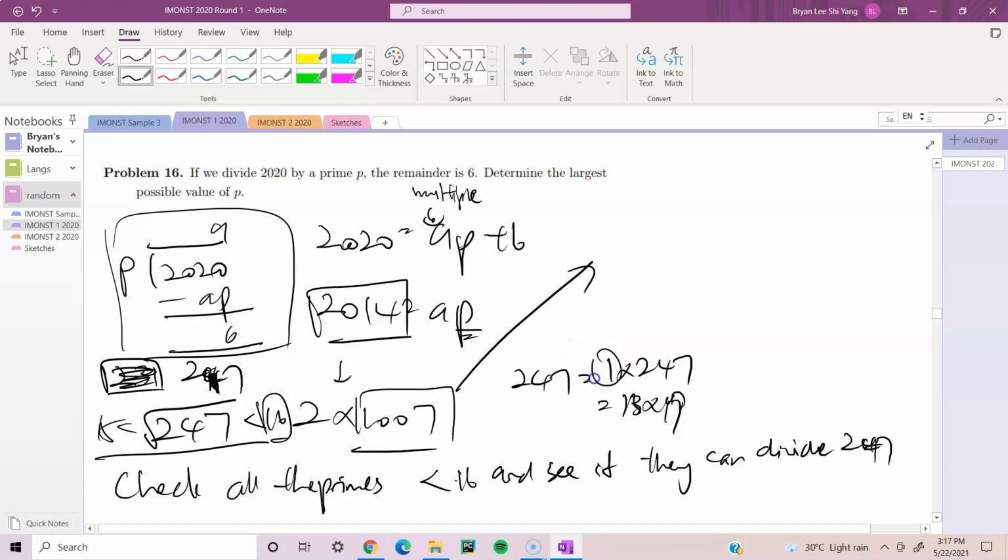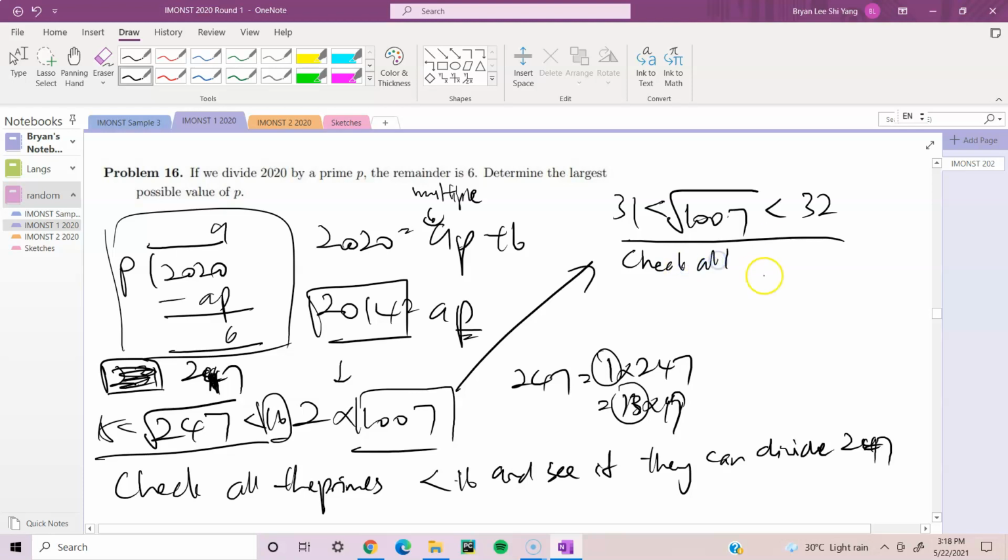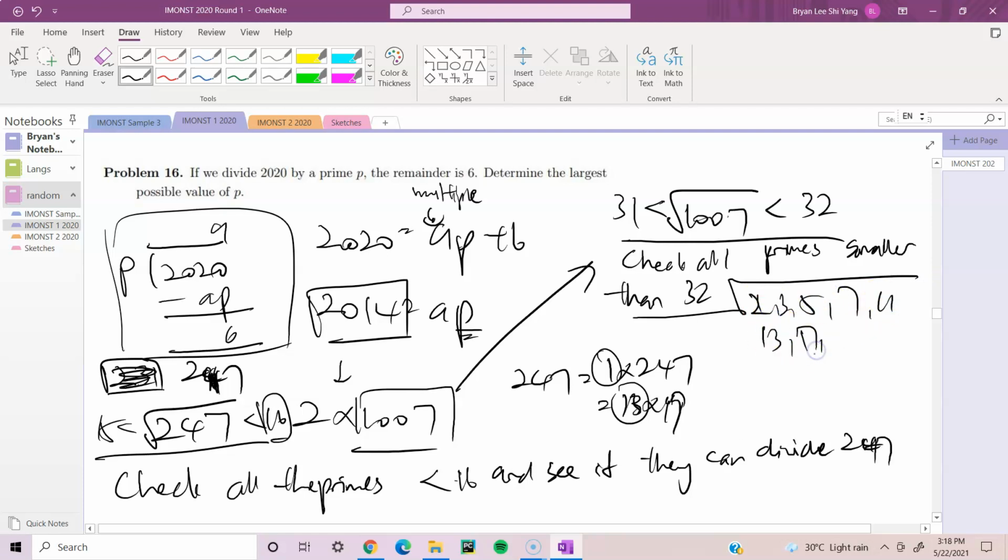But observe that every time you split it up into two smaller numbers, one of them must be smaller than the root of 247 itself. So using the same principle, we can just take the root of 1007. So root 1007 is larger than 31 but smaller than 32. So what we need to do here is check all primes smaller than 32. So these include 2, 3, 5, 7, 11, 13, 17, 19, 23, 29, 31.